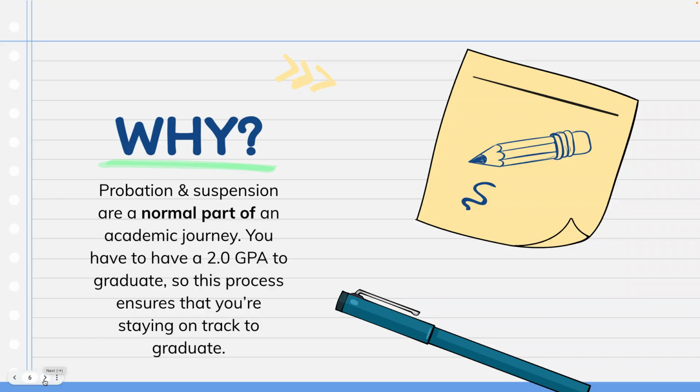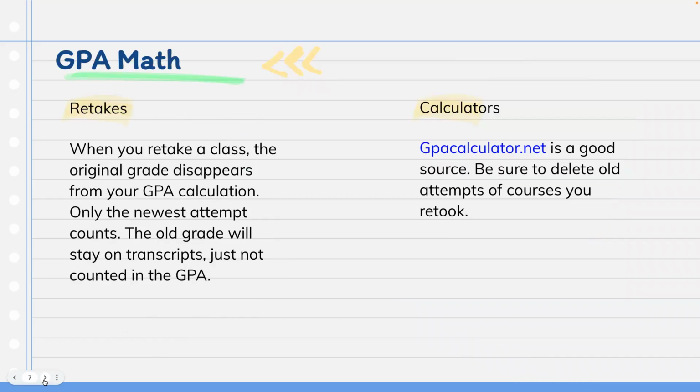So we want to make sure you're on track to graduate. That's the reason why. It's so important that you are keeping track of where your GPA is. It shouldn't be a surprise when these things happen.